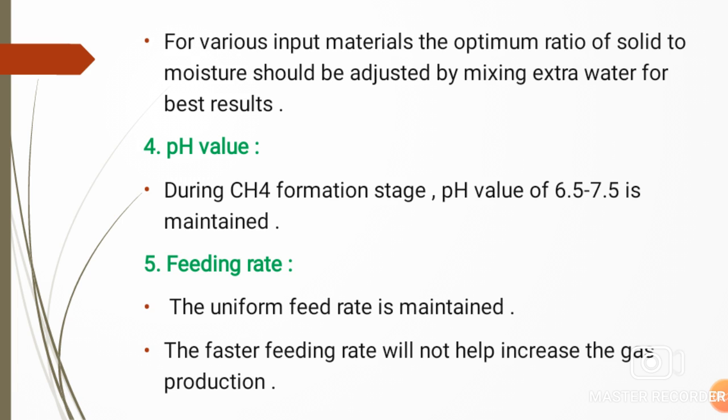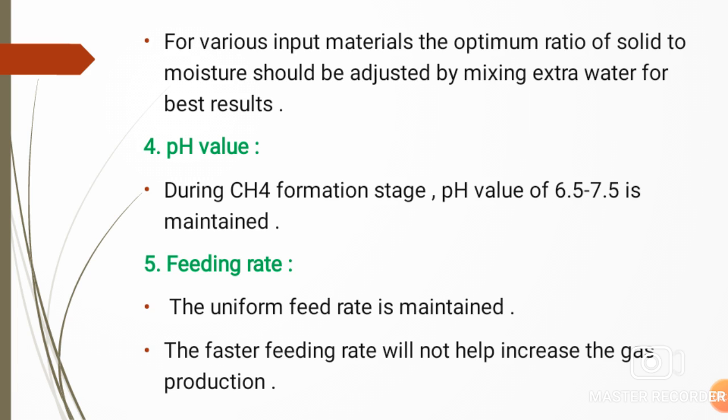The fourth factor is the pH value. We know that pH value varies from 0 to 14. When the pH value lies between 0 and 7, the substance has an acidic nature. When it is 7, the substance is neutral, and when it is above 7, the nature of the substance is basic. We know all this basic part.